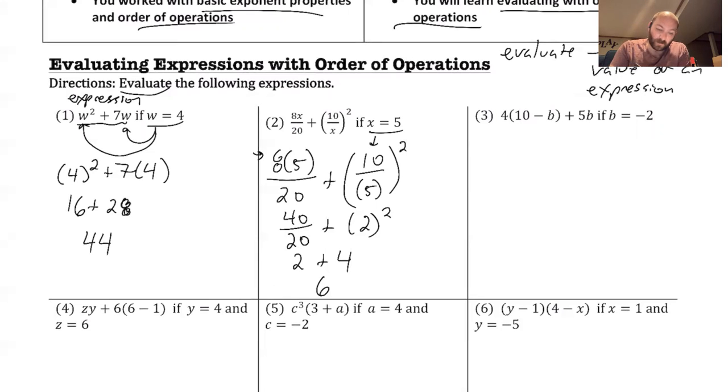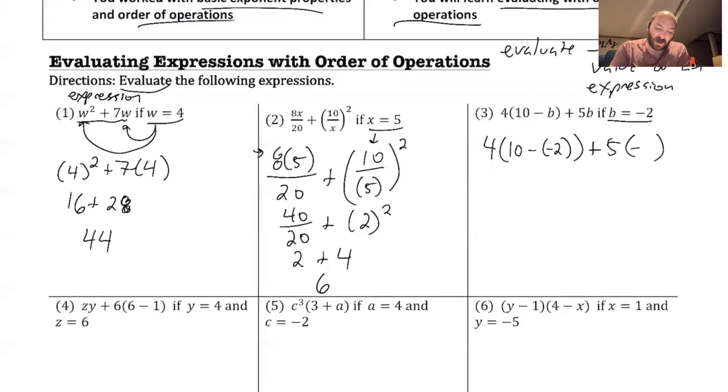Okay, for number 3 here, we've got 4 times parentheses 10 minus another set of parentheses for that b, and then plus 5 times parentheses. So now I know that b is going to be negative 2, so that's going to go there and there for negative 2. I start right here with this one, 10 minus a negative 2.